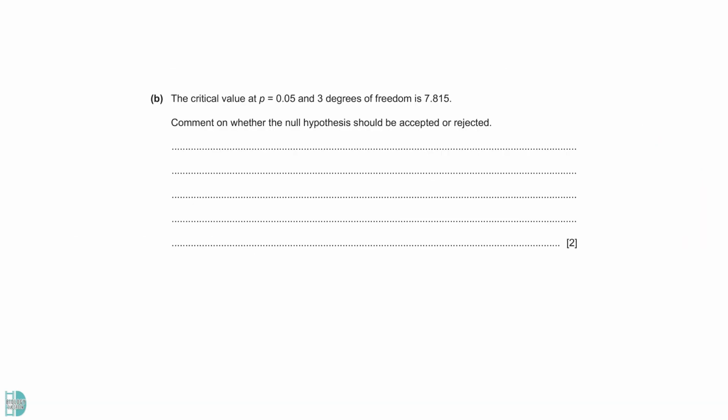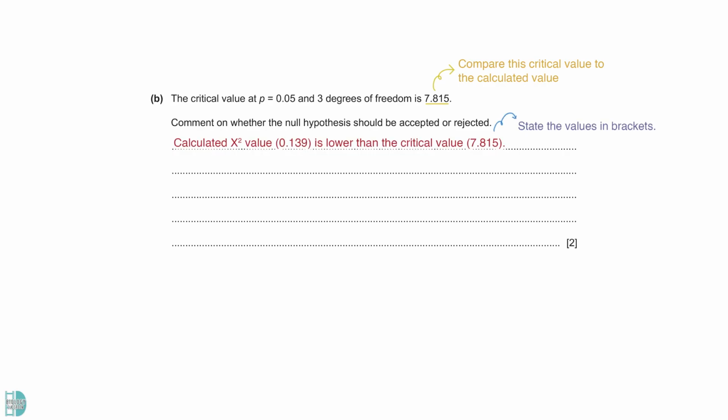B shows us the critical value at P equals 0.05. By comparing critical and calculated values, we can determine if observed and expected values differ significantly. First, make a statement to compare the values. In our case, the calculated value is lower than the critical value. You can state the values in brackets.